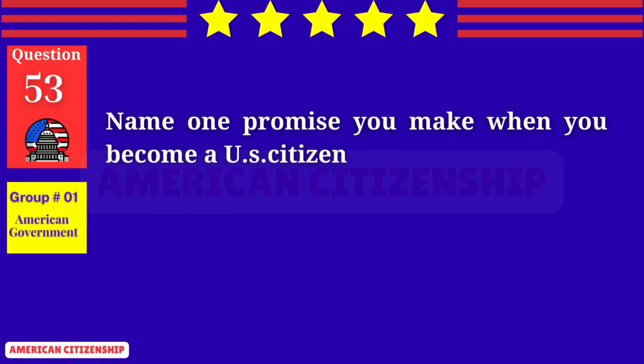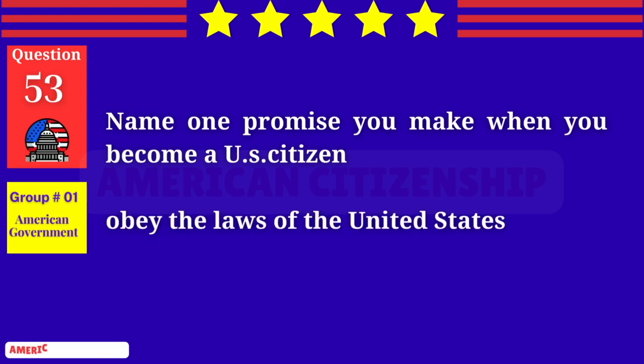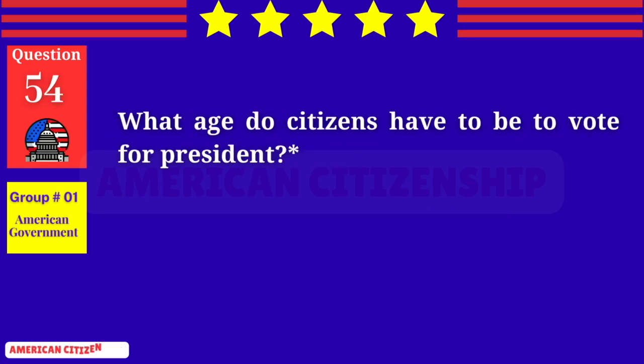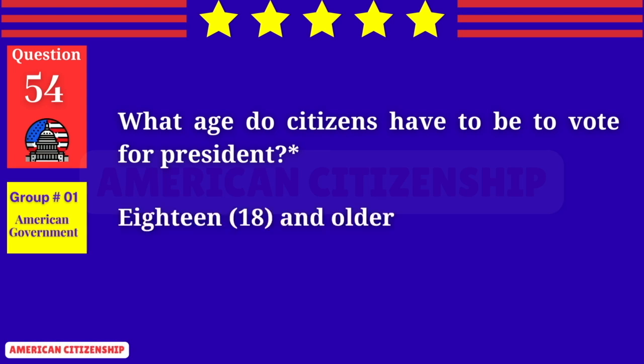Name one promise you make when you become a U.S. citizen. Obey the laws of the United States. What age do citizens have to be to vote for president? 18 and older.